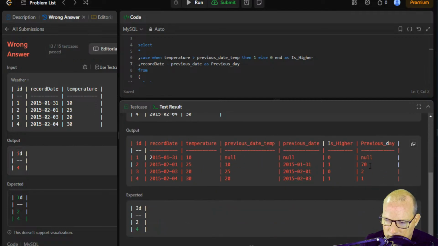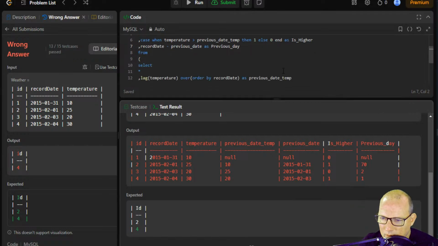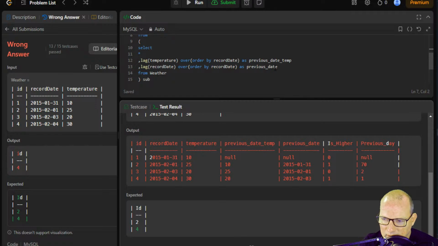And then this should be... Wait a minute. What? Previous day, so record date. I'm bringing in the previous day. Okay. How is that?